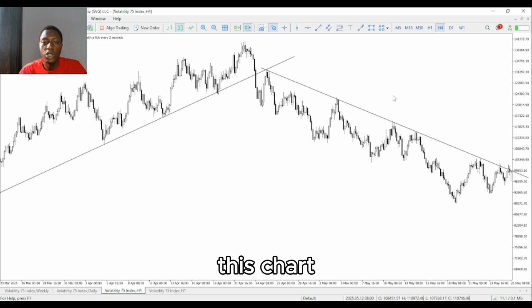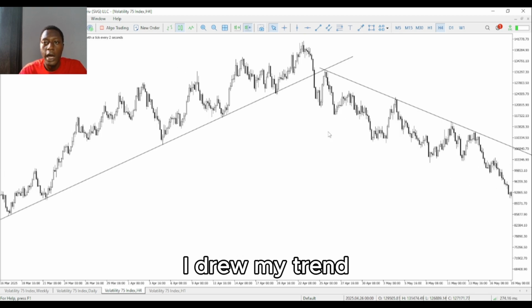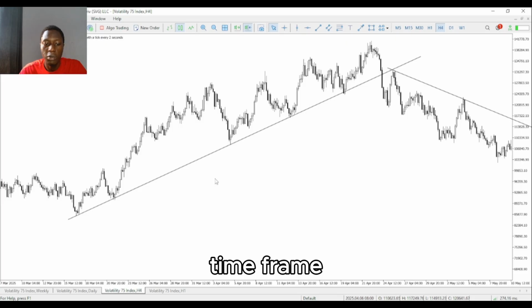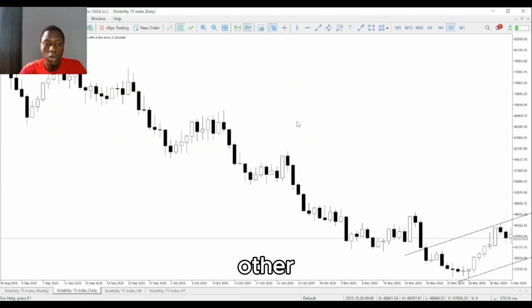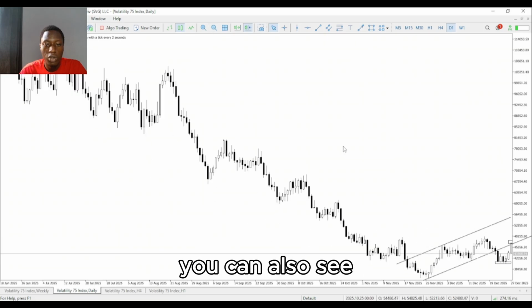No, you have to use the higher time frames such as the H4 and the D1 to look for your obvious trend line. You can see this chart, VIX75 index. I drew my trend line on the H4 time frame. You understand? If you go to the D1 time frame, you can also see other trend lines.